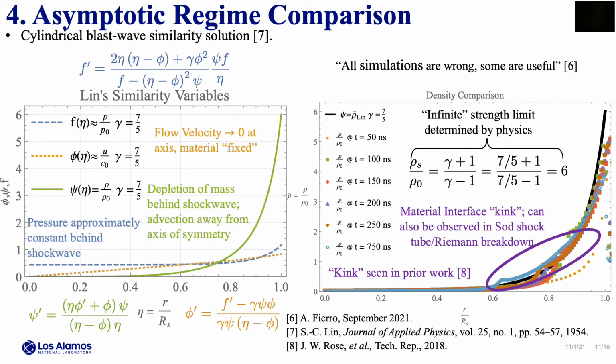Additionally, we consistently observe a kink in the simulated density. This corresponds to the channel discontinuity or material interface as seen in the Riemann problem or Sod shock tube. We've also observed similar behavior in several other codes we have used to study hydrodynamics and sparks. We use this experimentally validated and theoretically verified simulation to quantify energy deposited into the channel. All simulations are inherently wrong, but some can be useful if leveraged appropriately.